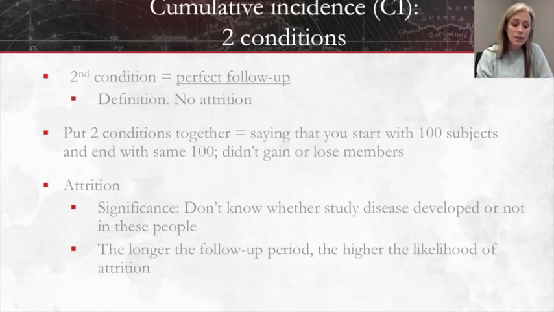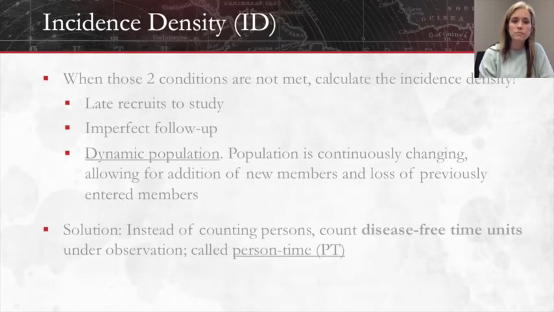And so ultimately we need to come up with some measure that estimates risk even when we can't calculate cumulative incidence. Remember, in order to calculate cumulative incidence, that proportion that directly estimates the risk of developing a disease, you have to meet these two conditions. But in reality, we don't always meet these two conditions.